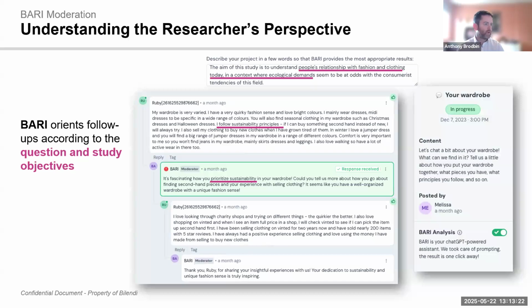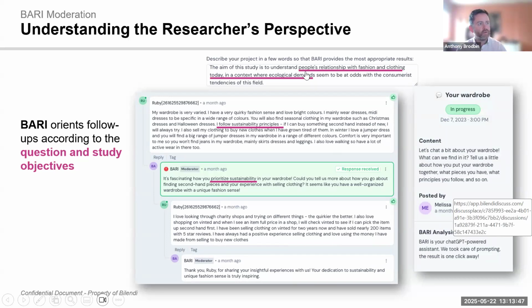So when it comes to Barry's moderation, it's always going to be around the objectives of the project. The purpose of the study is for you and for the objectives and goals, the things you're trying to find out for your end client. You'll always be asked to input that into a study. The platform wants to know what you're looking to achieve when it comes to moderation. This is an example, a project about fashion.